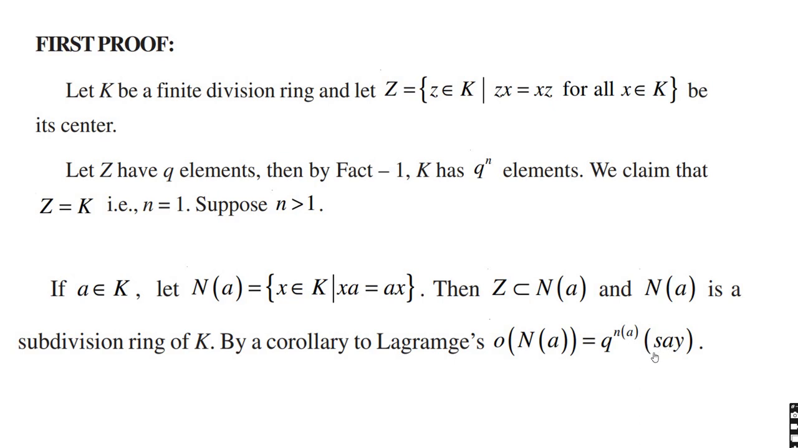So by the corollary to Lagrange's theorem, the order of N(A) must be equal to q power n_A. Why we say this is by Lagrange's theorem, being a subgroup of K, it should divide the number of elements present in K, which is q power n, we have said. So the order of N(A) being a divisor of q power n, remember that q is a prime number. q is a finite field we have, so q must be prime. So the order of N(A) is a number dividing q power n, where q is a prime number. So it should be of the form q power some integer. That integer we are taking as n_A.